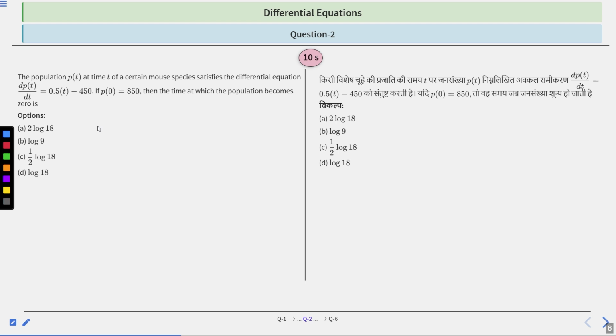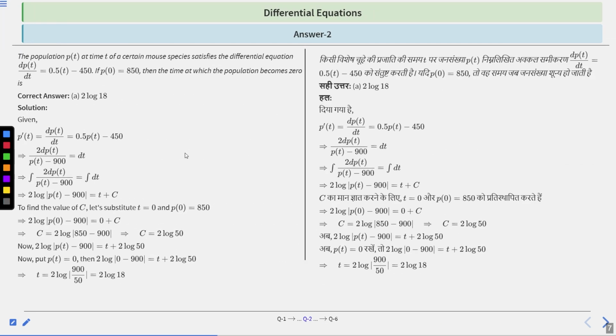Okay, let's move to the solution part. As dP(t) upon dt is equal to 0.5 P(t) minus 450, now after adjustments we will get 2 dP(t) upon P(t) minus 900 equal to dt. Now after integrating both the sides we will get 2 log of P(t) minus 900 is equal to t plus c.